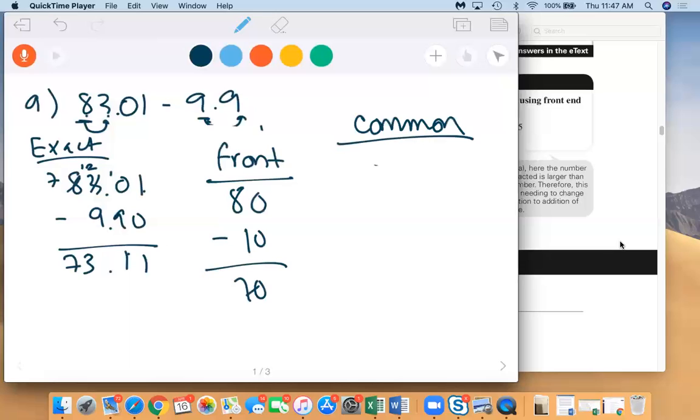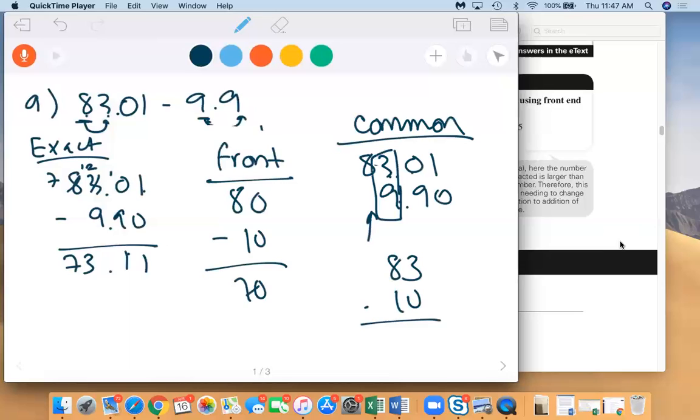Okay, so 83.01 and 9.9. They do not both have a tens place, but they both have a ones place. So that's where we're going to round. So that 0 rounds that to 83, and that 9 rounds up to 10, because that 9 makes that a 10. When we subtract these, we get 73, which is very close. All 3 are close. That tells us that this answer is probably reasonable.